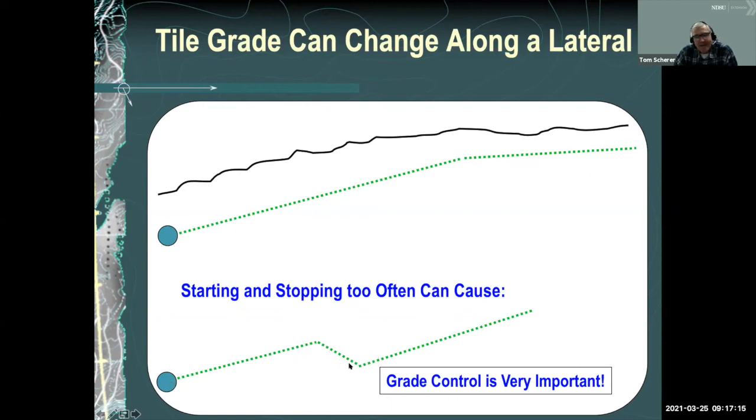If you hit a rock or something else that's buried and it changes the grade, or something affects it. Even I've been told that your GPS can actually vary from day to day and be kind of off if you were plowing from one day to the next. So this type of situation is what we don't want. So grade control is extremely important if you want a long lasting tile system.